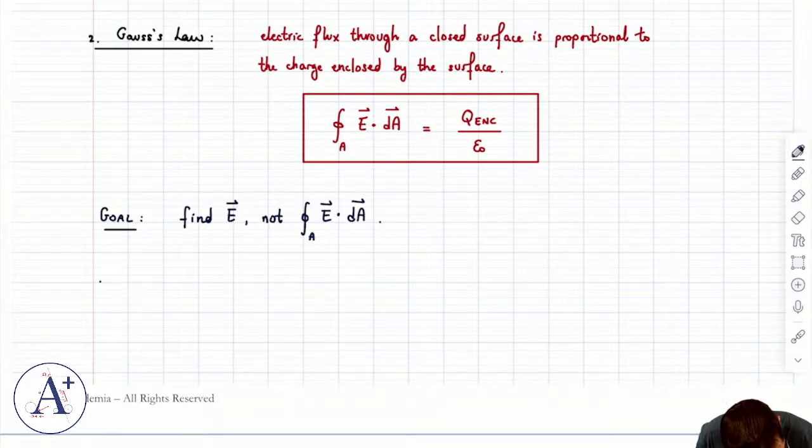All right, so that's the goal. The art of Gauss's law is choosing the right Gaussian surface.